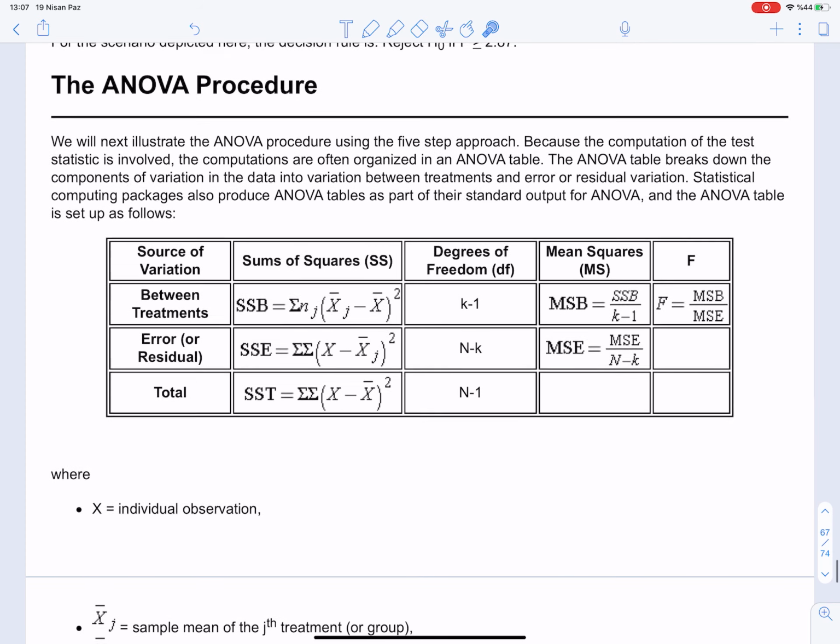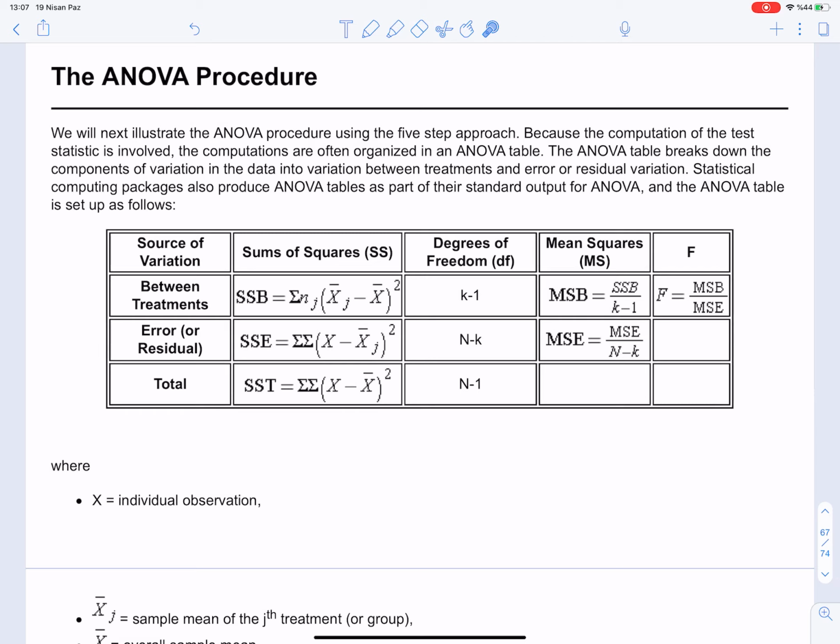Okay, this is the ANOVA procedure from this source. According to this source, this is SSB, the sum of squares between treatments. We use SSTR for it, so it has the same meaning. And in place of K, we use T in our previous lecture. N is the same; this is the total number of observations.